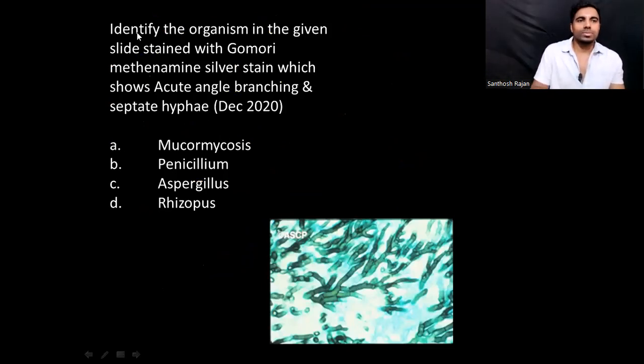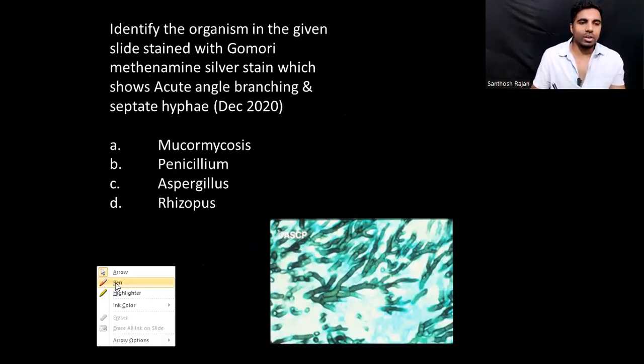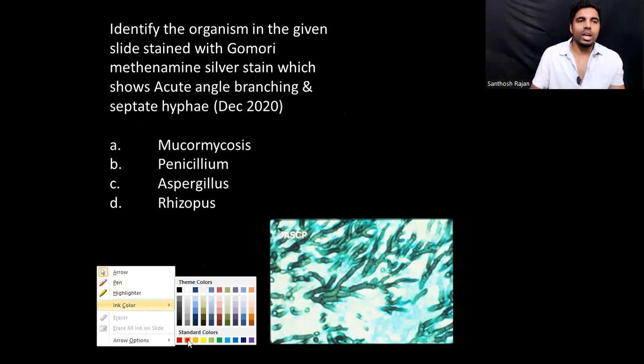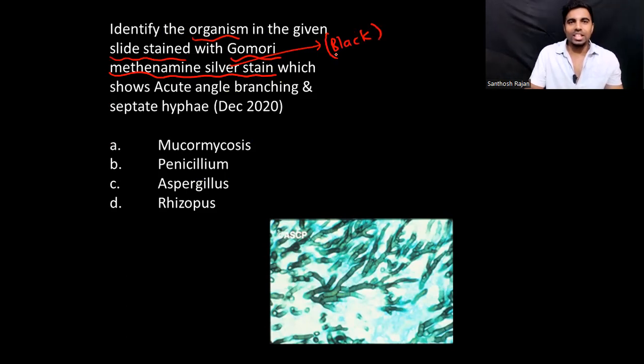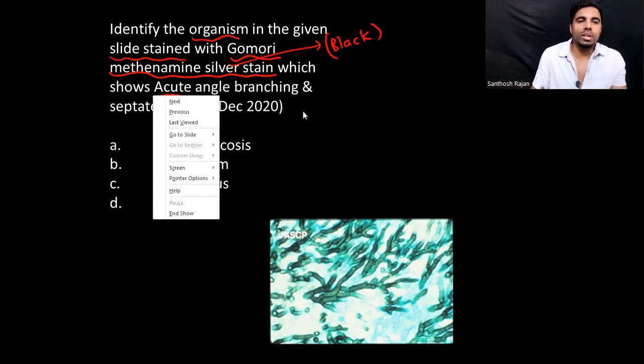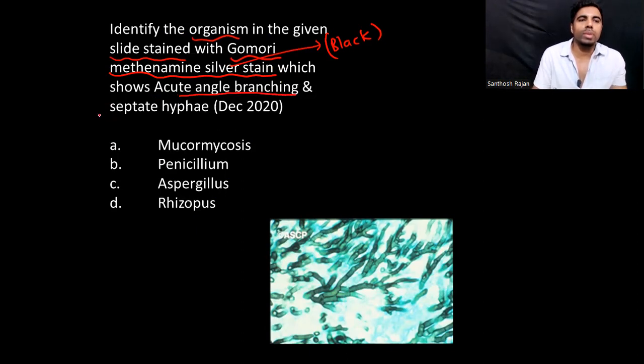Now, look at this one. Identify the organism, given the slide stained with Gomori methenamine silver. Methenamine silver stain is usually for fungus. I already told you, with silver the organism will look black in color. Any silver, the organism will look black. Okay, remember that, black color. So it shows what they found: acute angle on silver methenamine stain. They found acute angle branching septate hyphae. Okay, so this was the picture.